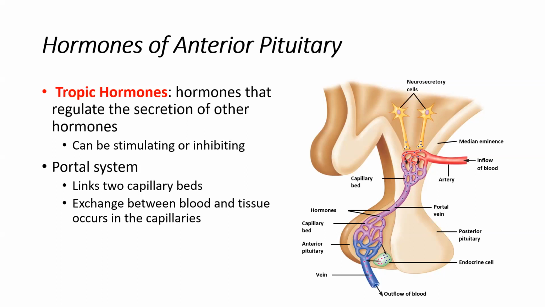So the big picture here that I want to summarize is that the posterior pituitary gets its communication from the hypothalamus through neurons or through nerves. The anterior pituitary gets its communication from the hypothalamus through the vasculature system, through this unique portal type of blood flow. Okay.